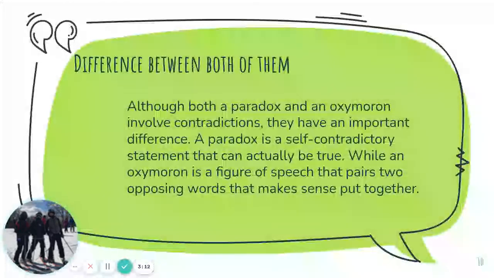The difference between the both of them. Although a paradox and an oxymoron involve contradiction, they have an important difference. A paradox is a self-contradicting statement that can actually be true, while an oxymoron is a figure of speech that pairs two opposing words that make sense put together. Personally, I found oxymoron way easier to write and to make sense, and paradoxes are way more interesting and add a lot to a text.